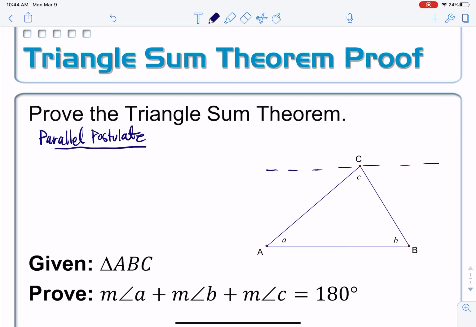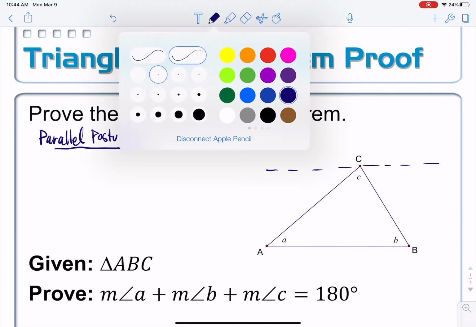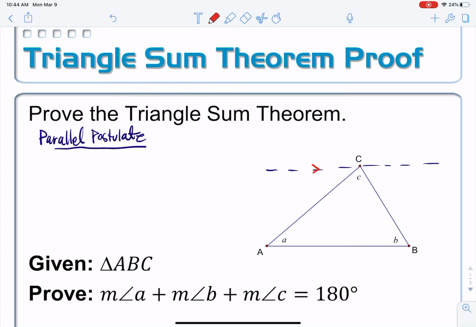Look at that, it's perfect. It goes through point C and is parallel to this base. And the parallel postulate allows me to do that. It says that there's exactly one line through point C that's parallel to AB. And at least in Euclidean geometry, that's true.